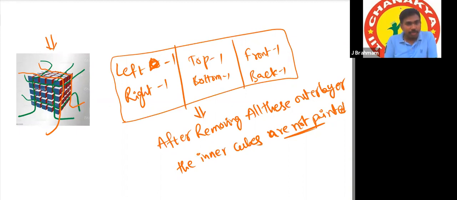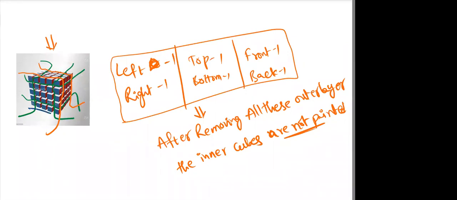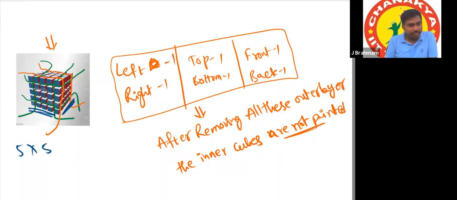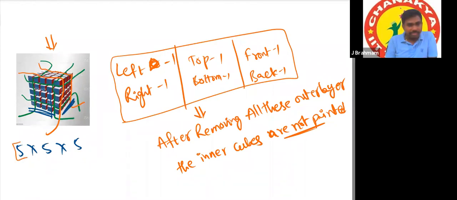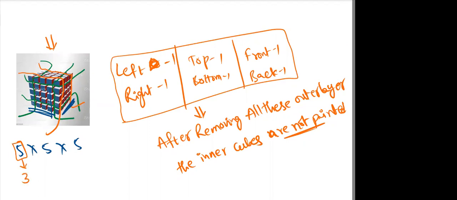Actually, this is a cube with how many cubes on each face? Lengthwise, how many pieces are there? 5. Widthwise, 5. Height-wise also 5. Now tell me, suppose this is left and right. If you remove the left one layer and right one layer, how many layers are remaining here? 3 layers are remaining.